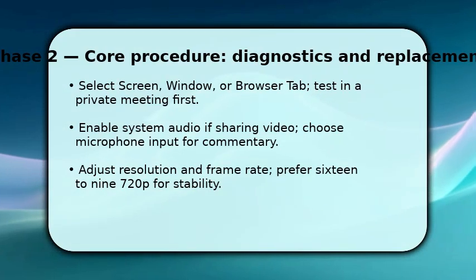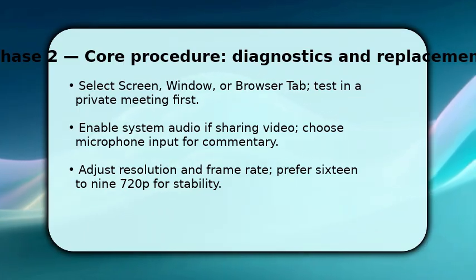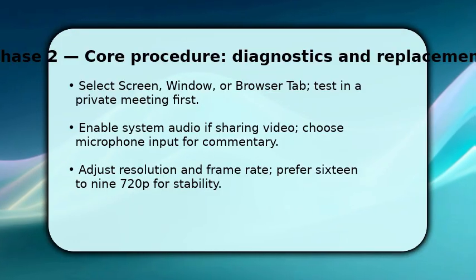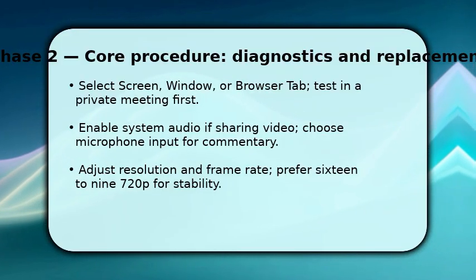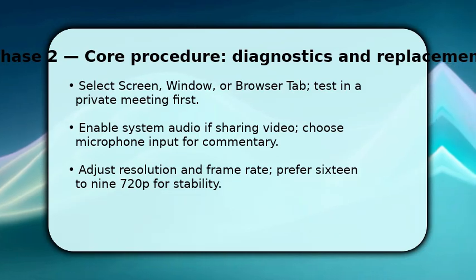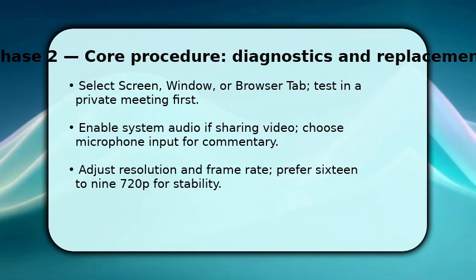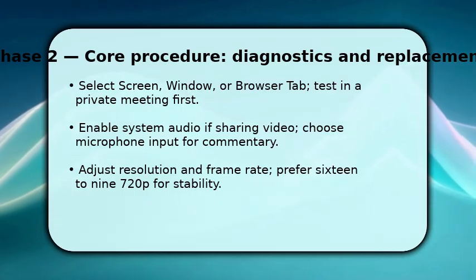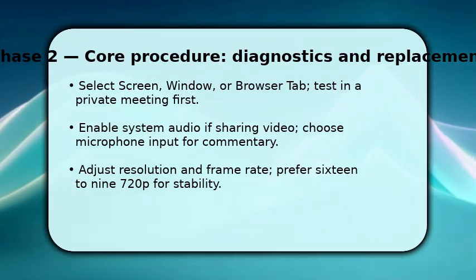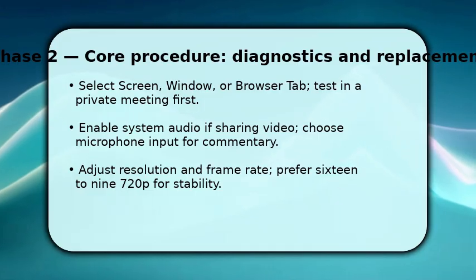Next, you choose precisely what to share and configure audio so viewers hear both system sounds and your voice. Select entire screen for demos, a window for apps, or a browser tab to limit exposure. Test privately to confirm the right item is visible. Make sure to enable system audio when sharing videos and pick the correct microphone input for commentary.